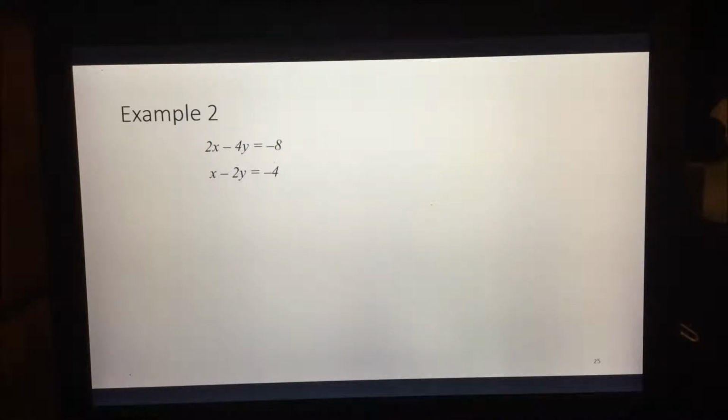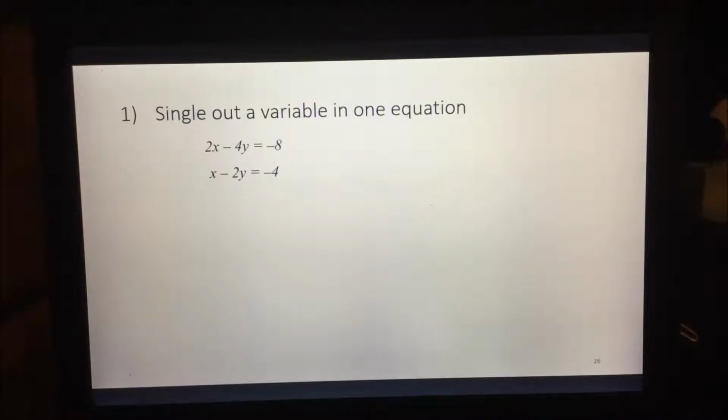So let's look at another example. 2x minus 4y equals negative 8. X minus 2y equals negative 4. I'm going to start with our first step. Do you remember it? It starts with an S. Single out a variable in one equation. So I'm going to pick the x again, add 2y to both sides, and then we get x equals 2y minus 4.